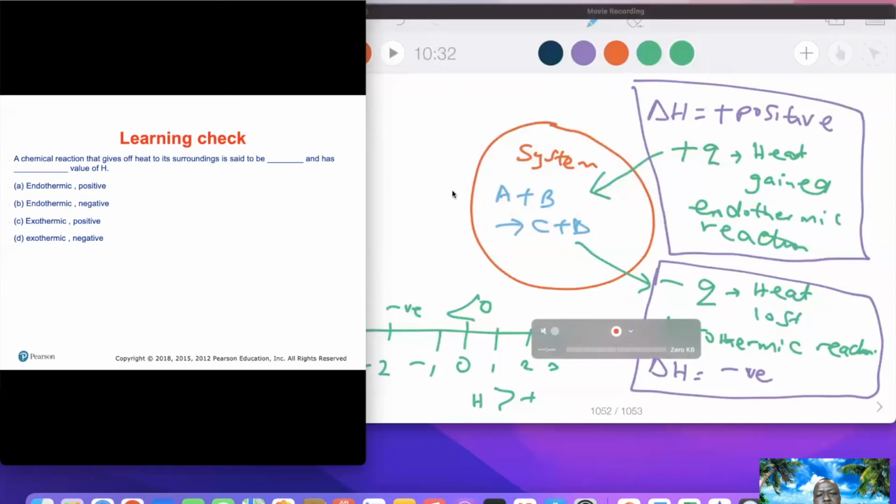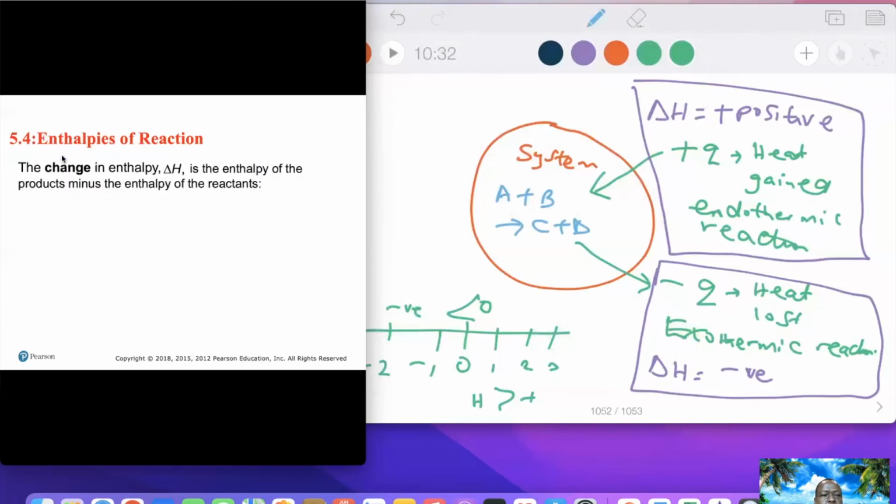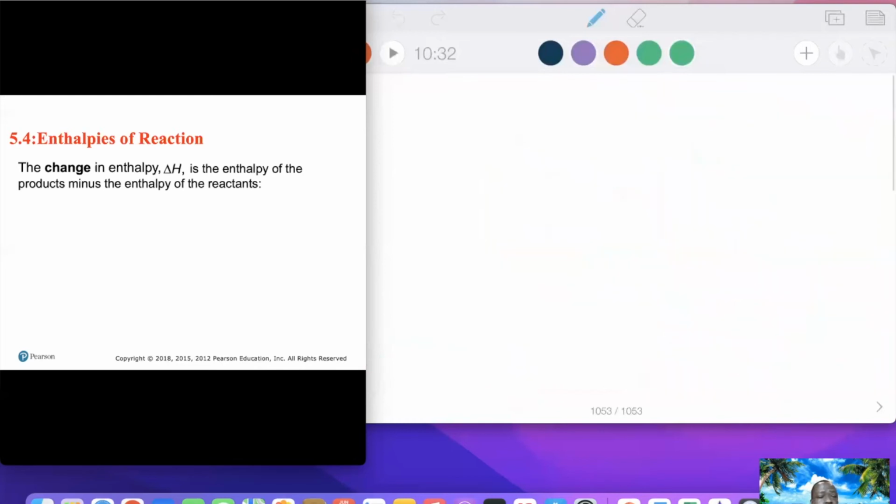Without understanding of this diagram on the whiteboard, some of you may find this problem challenging. Now, please make your own notes again so that wherever you are given problems on conception, on exothermic, endothermic, and the level of reaction and so forth, you'll be able to answer without any problem. All right, let's see enthalpies of reaction.